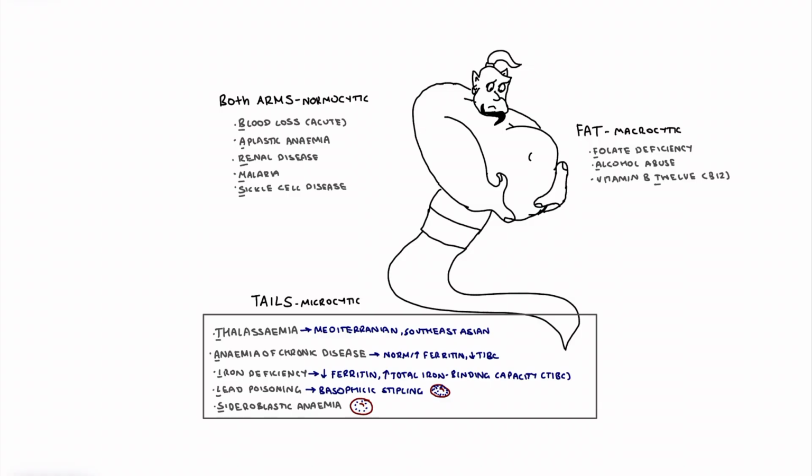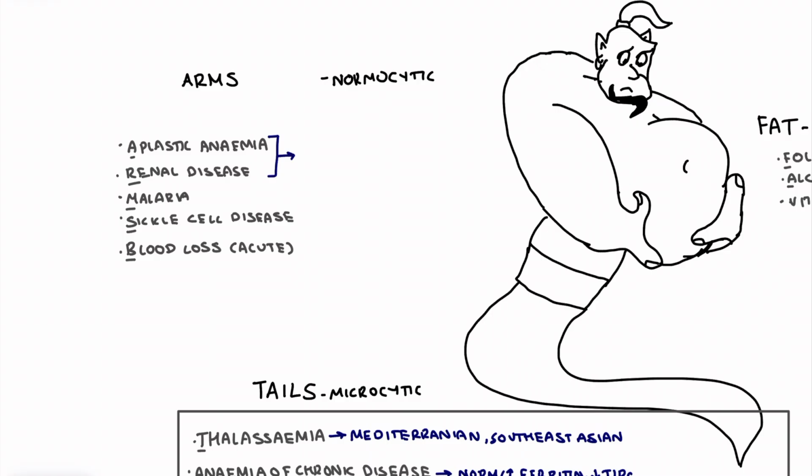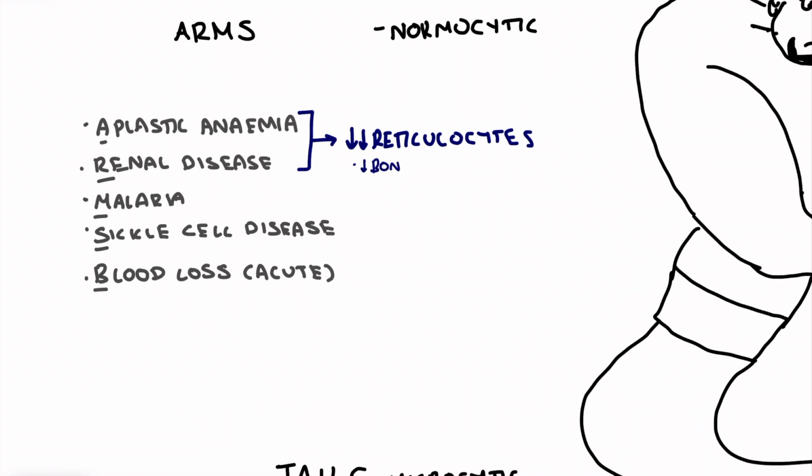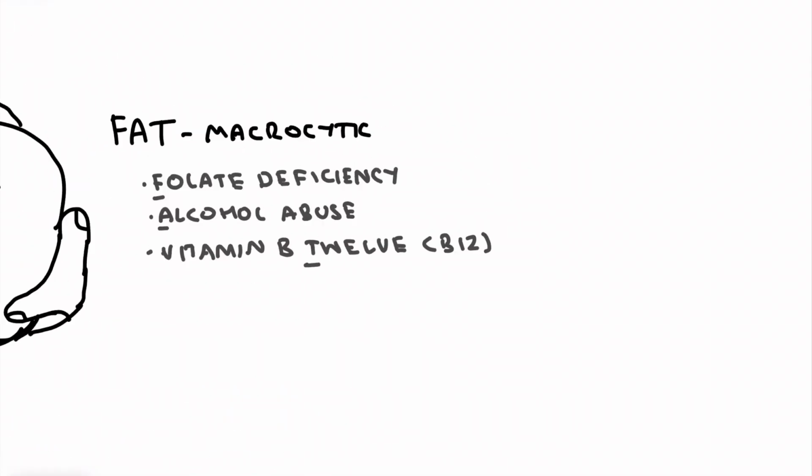Okay, so for normocytic anemia, the first thing you want to look at is reticulocyte count. Reticulocytes are the baby red blood cells, so low numbers usually mean the bone marrow is not producing new cells. So low reticulocytes are usually a bone marrow failure, production failure. So your conditions like aplastic anemia or renal failure come in. And with malaria, sickle cell disease, and acute blood loss, these are going to show up with high reticulocytes because the bone marrow is going to be producing more red blood cells to make up for the loss of cells.